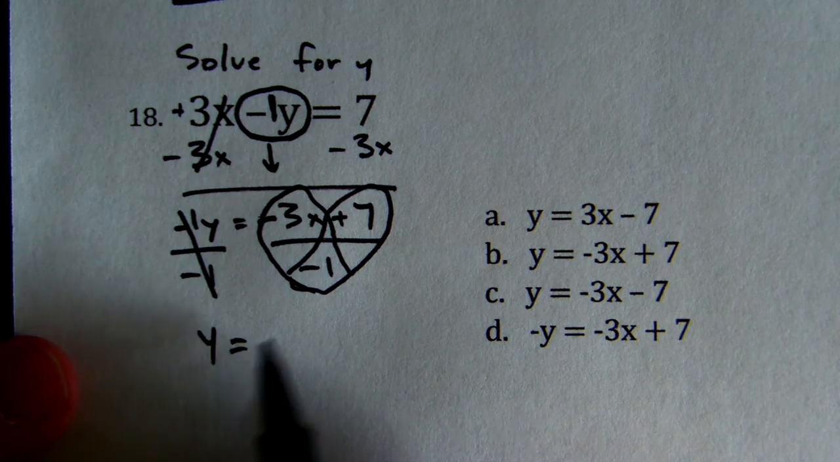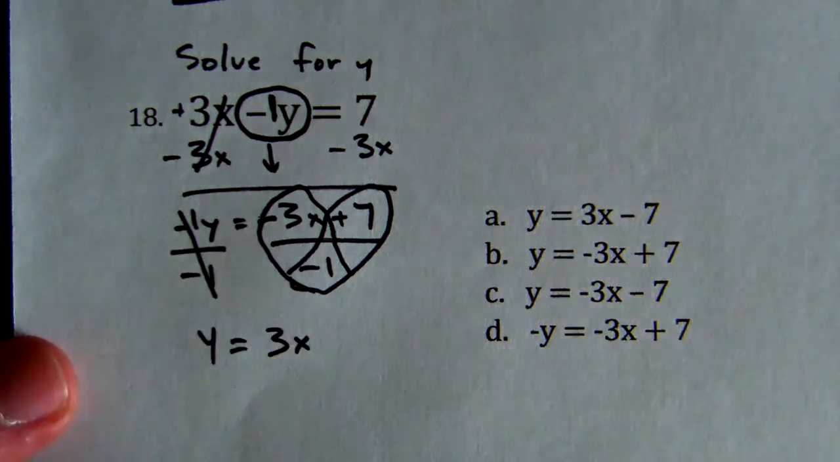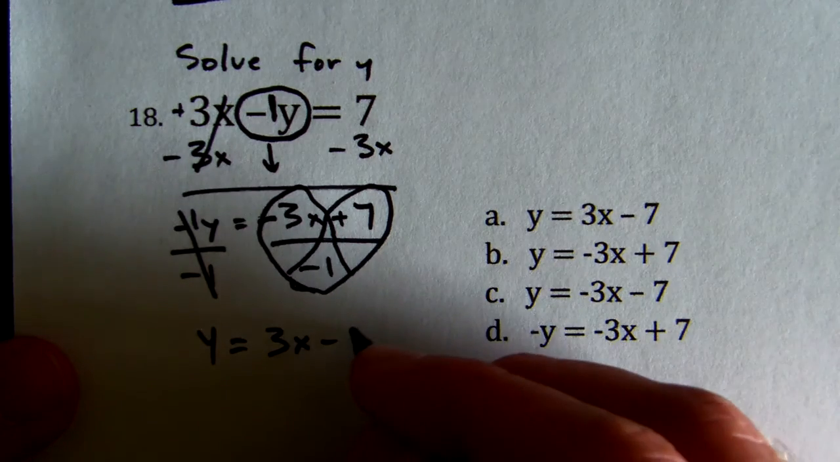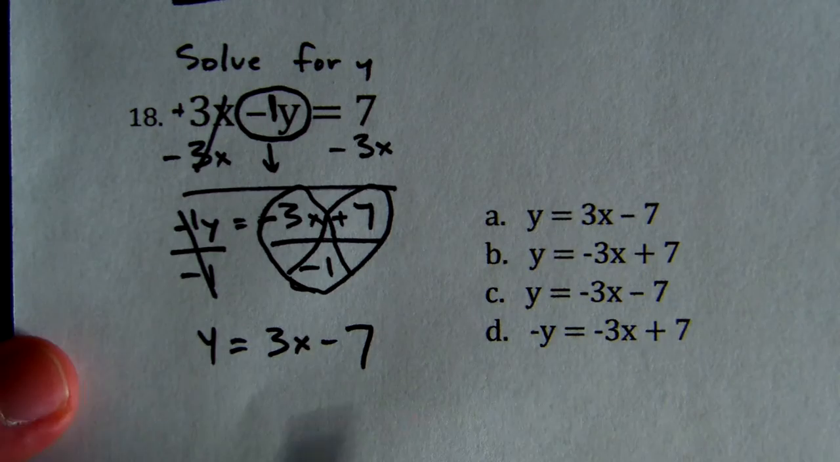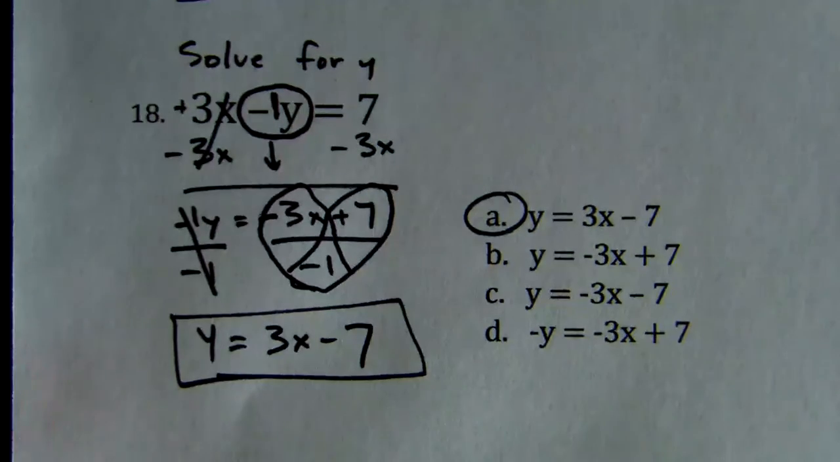We have y equals negative 3x divided by negative 1 is positive 3x. Positive 7, keeping the sign out front, divided by negative 1 is negative 7. So our correct answer here, y equals 3x minus 7, is going to be A.